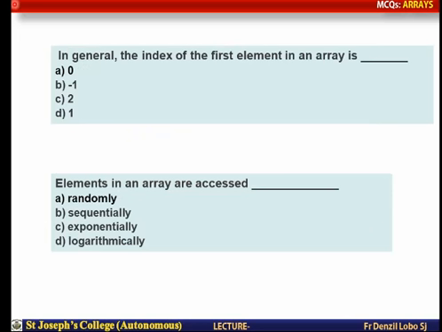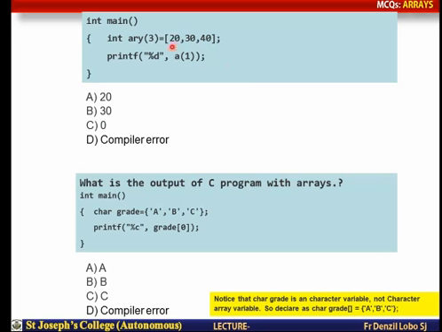Okay. In general, the index of the first element of an array is what? Is it 0, minus 1, 2, 1? It's an easy answer. I'm very sure all of you are going to get it. It is A[0]. Elements in an array are accessed randomly, sequentially, exponentially, or logarithmically. Which one? Of course, naturally, it is A. Randomly, you can access any, A[0], A[10], A[5], etc.